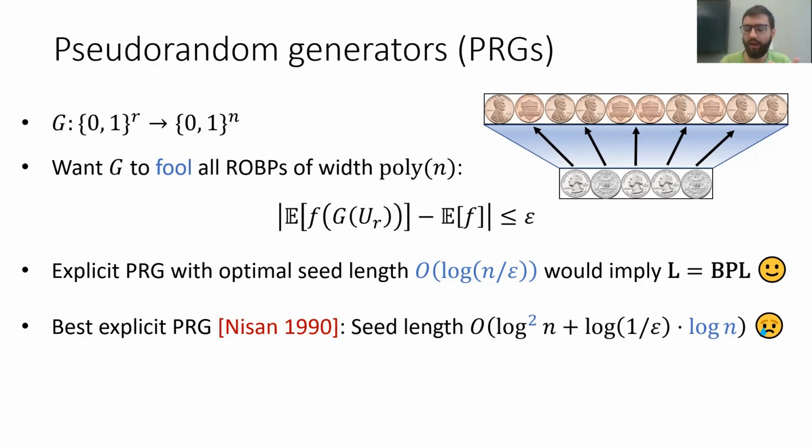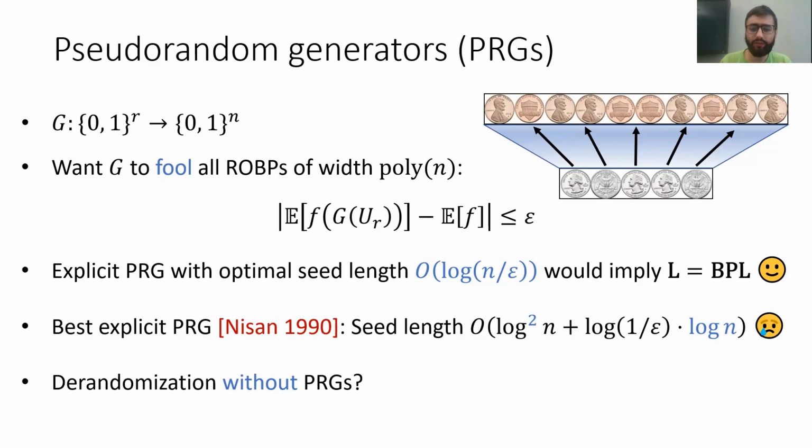There's been a lot of effort trying to improve Nissan's generator, and there's been success in special cases. But for fooling polynomial width read-once branching programs, it's a stubborn problem. It seems to be very difficult to design better pseudorandom generators. And so that makes us stop and think, it's not like there's some law that says if you want to derandomize an algorithm, you have to use a pseudorandom generator, right? So maybe we should be thinking outside the box a little bit, and we should be trying to derandomize without necessarily designing better pseudorandom generators.